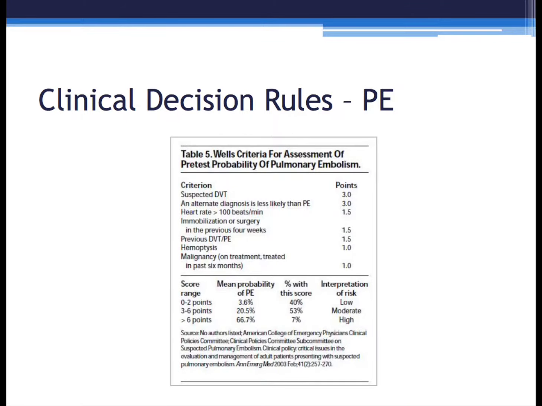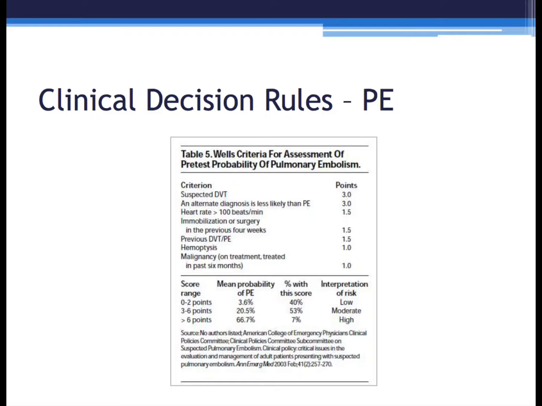So there's a couple different rules out there that we use, one of them being the Wells score. There's a Wells score for DVTs. This is the Wells score for PE. So as we go through this, we assess on a point basis. So the criteria: are we suspecting a DVT?